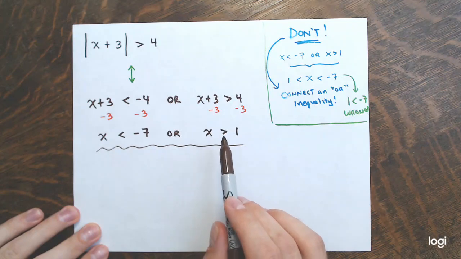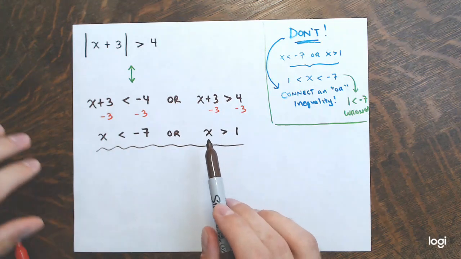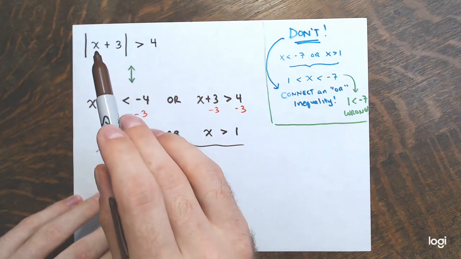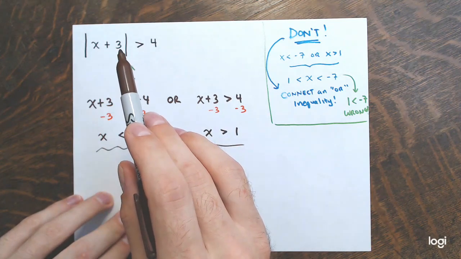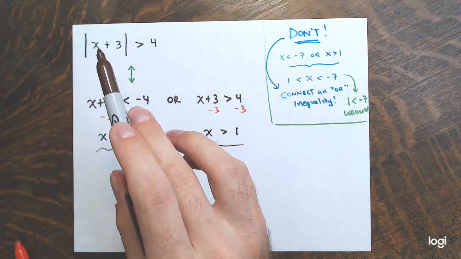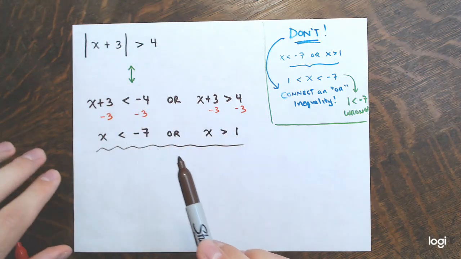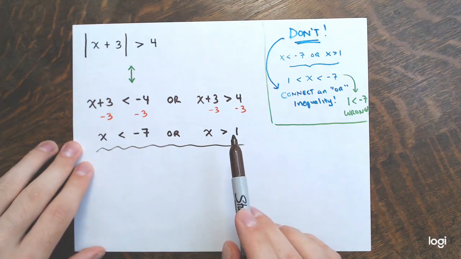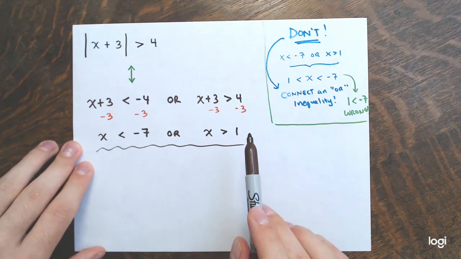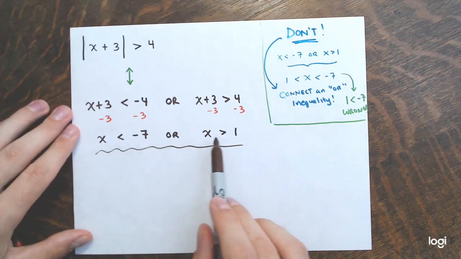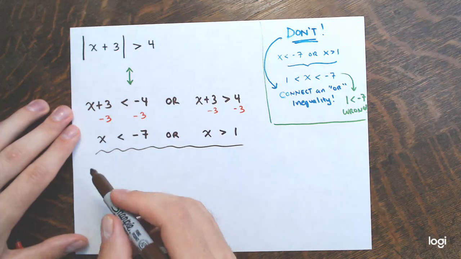Or, try out the numbers over here. How about numbers greater than 1, like 2, 3, 4? How about 3? I plug in 3 for x. 3 plus 3 is 6, and the absolute value of 6 is 6. Is 6 greater than 4? Yes, it is. So again, try it with a bunch, just to see if you believe it. All the numbers greater than 1 should make this a true statement. So I have a nice perfect description now of all the solutions.